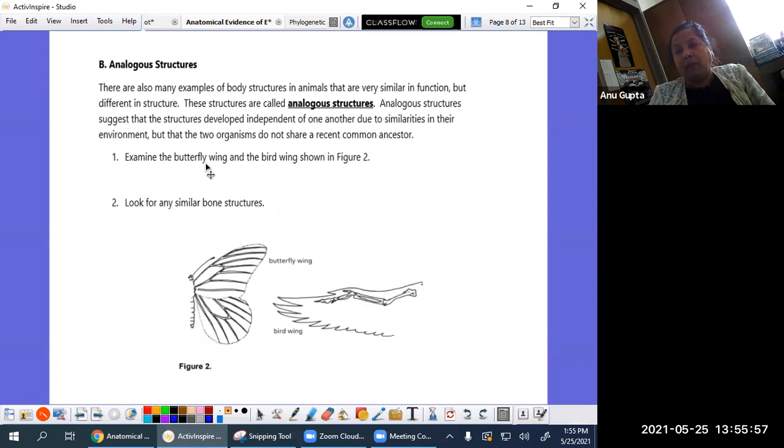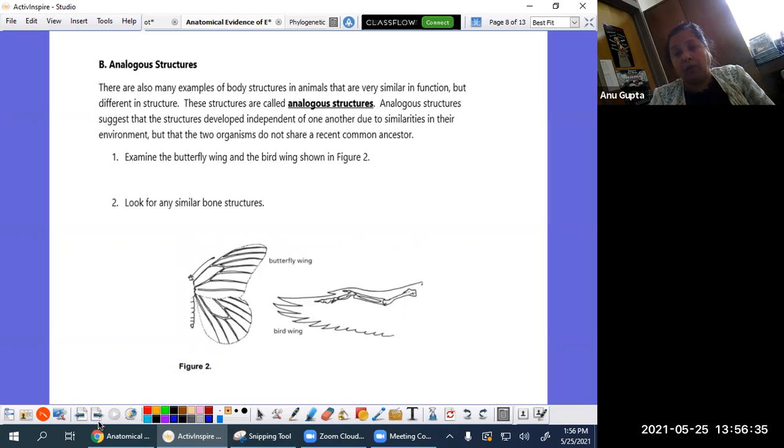So examine the butterfly wing and look for similar bone structures. Do you think the butterfly wing and the bird wing have the same structures? Bone structure: the bird has a bone, but the butterfly does not. I don't see that. So no, they do not have a common structure. But what do you think? The bird has a bone, but the butterfly does not. But the function is the same. Both the butterfly wing and the bird wing are used for flying. So write down that they do not have a common structure.